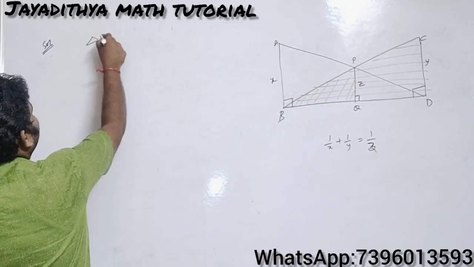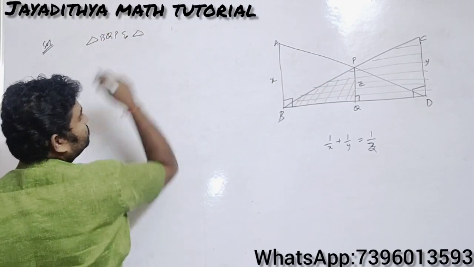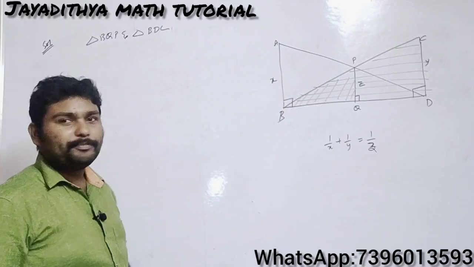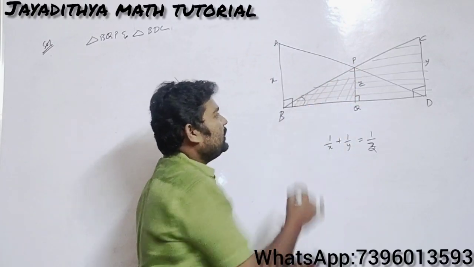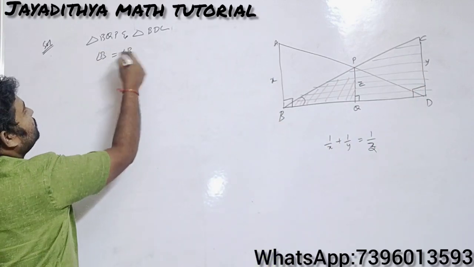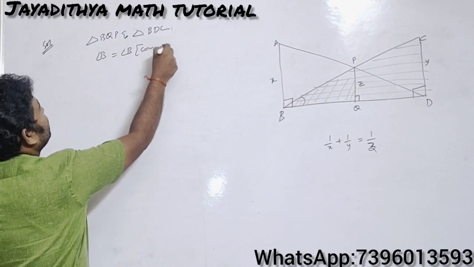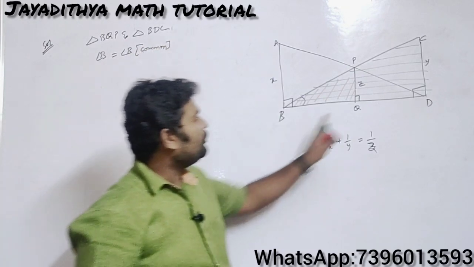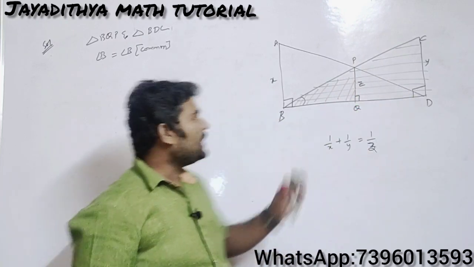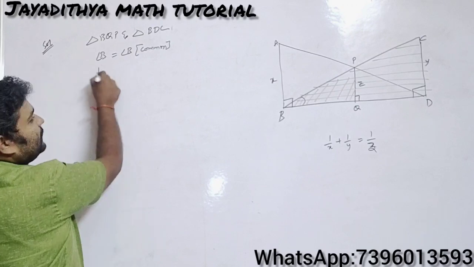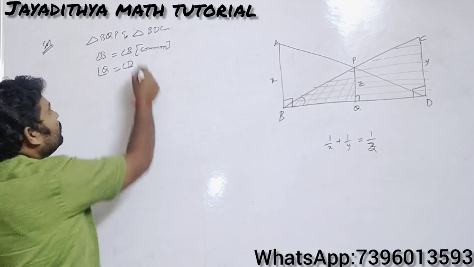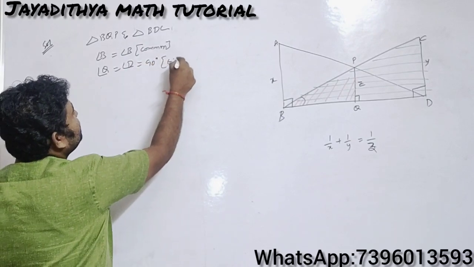So in triangle BQP and triangle BDC, what can you observe here? In triangle BQP you have angle B, and in triangle BDC also you have angle B. So you can write angle B is equals to angle B, that is the common angle. And next, in BQP angle Q is 90 degrees, and in BDC angle D is also 90 degrees. So angle Q is equals to angle D, which is equals to 90 degrees.